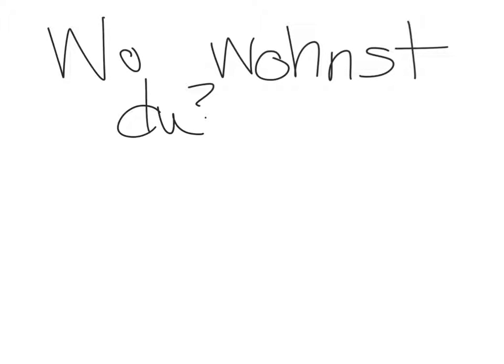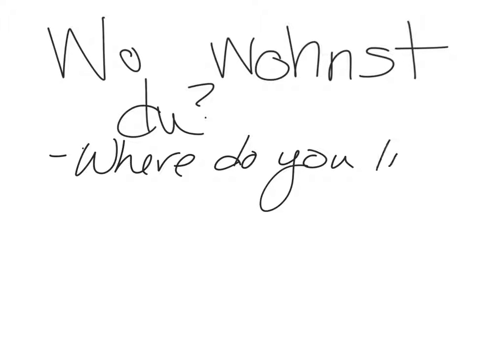Okay, so our first phrase, everybody try it together. Wo wohnst du? Wo wohnst du? Okay. That's where do you live? So you notice that the do and the live are both part of that word. So you don't need two separate words for that. Okay. So wo wohnst du? Where do you live?